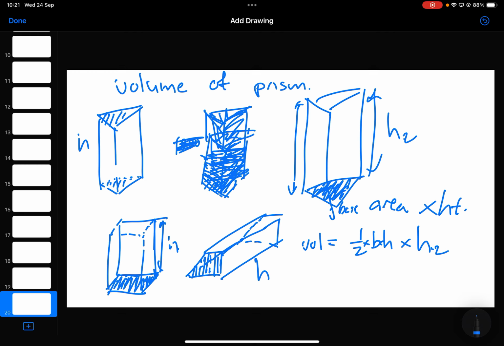Okay, so volume of prism is always the base area multiplied by the height. Your two base areas must be the same shape. That is how you know it is the base area. Okay?